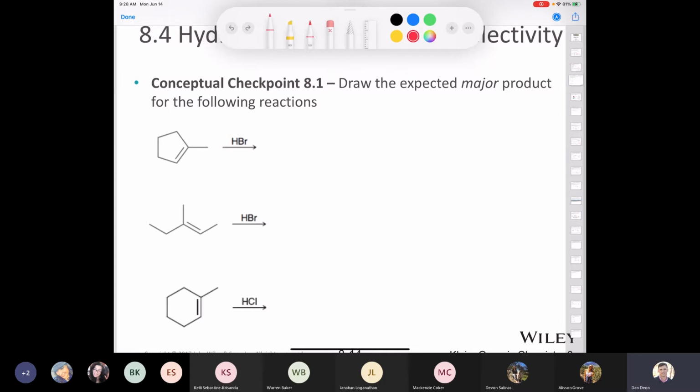Yeah, exactly, Jonathan. It's Markovnikov addition, right? Because we're just adding HBr. In fact, all of these, yes, you're both 100% correct. All of these are just Markovnikov addition. So that's what this whole question is about. So Markovnikov addition.